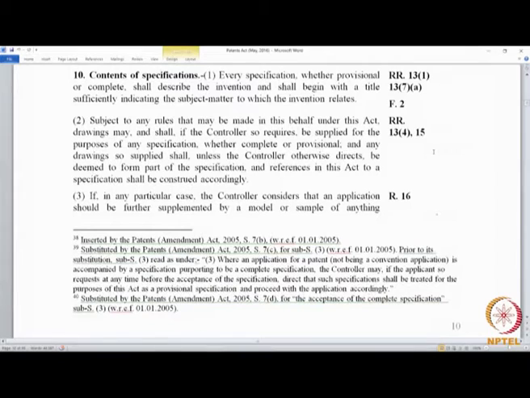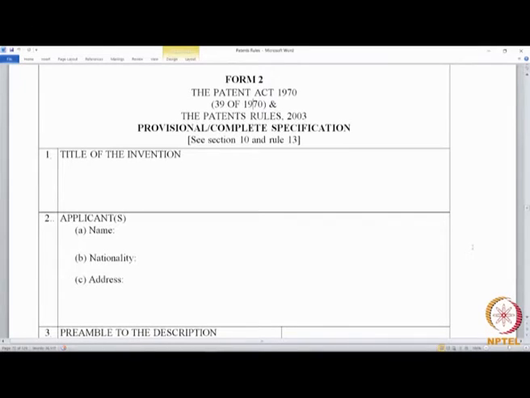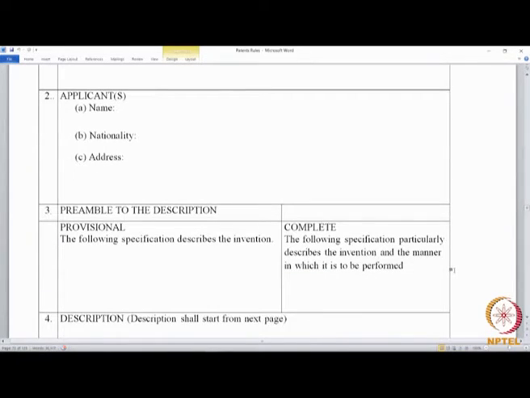Form 2 describes the form that has to be used for filing both a provisional and a complete specification. In clause 3 of form 2, you find the distinction between the provisional and the complete. Clause 3 mentions the preamble to the description. In the case of a provisional, the preamble, that's the starting part of the document, will read as following: the following specification describes the invention.